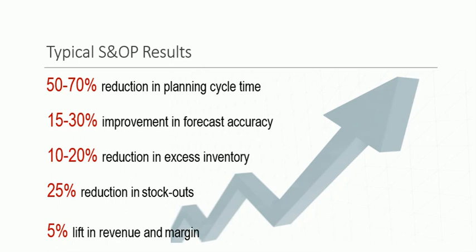Also, the last one of them is that it will help you lift the revenue and margin, but not that much, 5%. But if you clearly use sales and operation planning along with an automated system, then your revenue will be greater and your margin will also be greater. As you know, Amazon is just an online system, and it has no warehouse where it stores products.